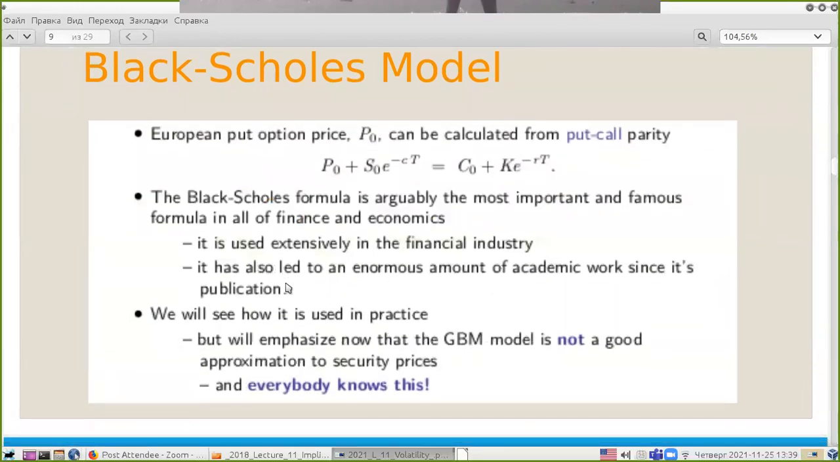What do we know about the Black-Scholes model? We know that the Black-Scholes formula is arguably the most important and famous formula in all of finance and economics. It's used extensively in the financial industry. It has led to an enormous amount of academic work, science, and publications. But we will see how it's used in practice.